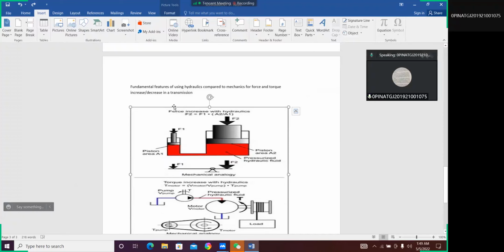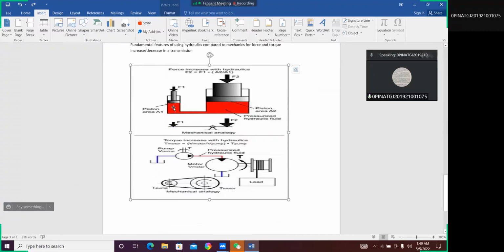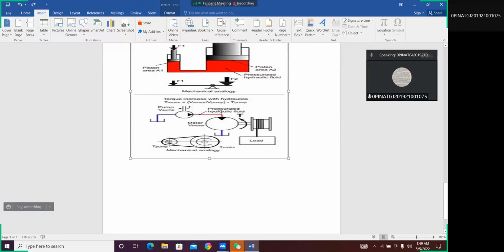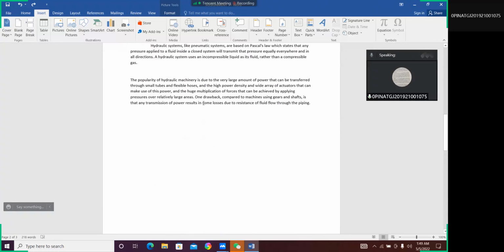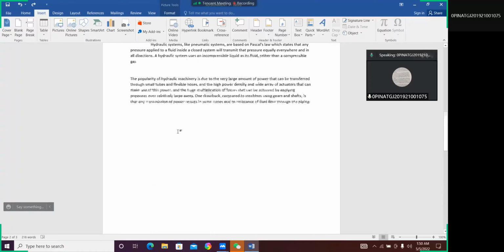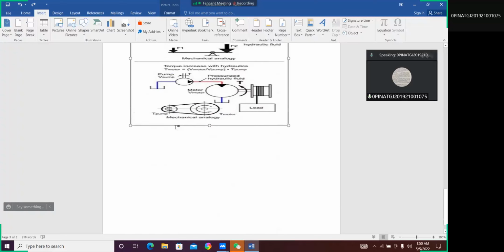For the fundamental features of using hydraulics, as you can see, we have some forces F1, F2, and then the popularity of hydraulic machinery is due to the very large amount of power that can be transferred through small tubes and flexible hoses, and the high power density and wide array of actuators that can make use of this power. I think that's all.